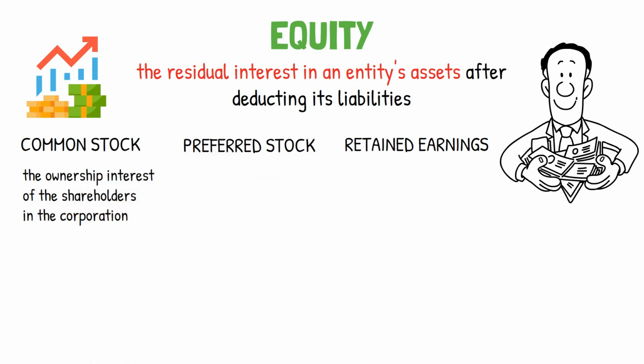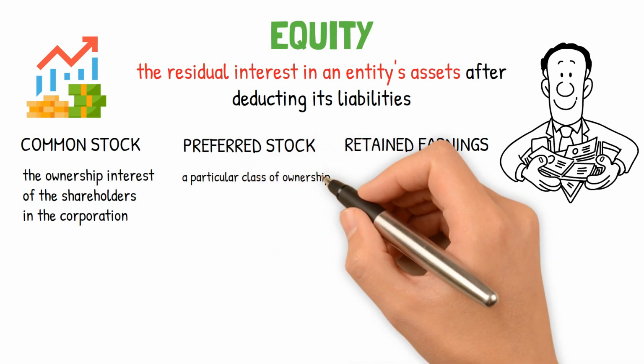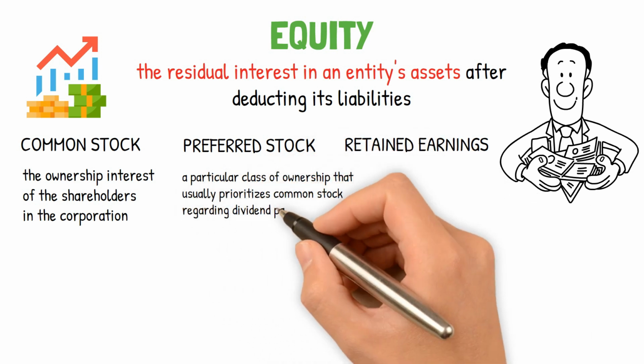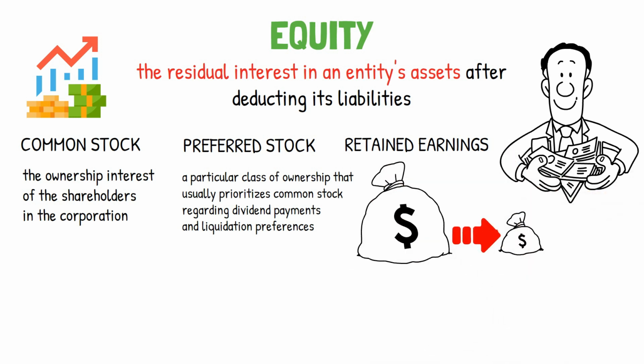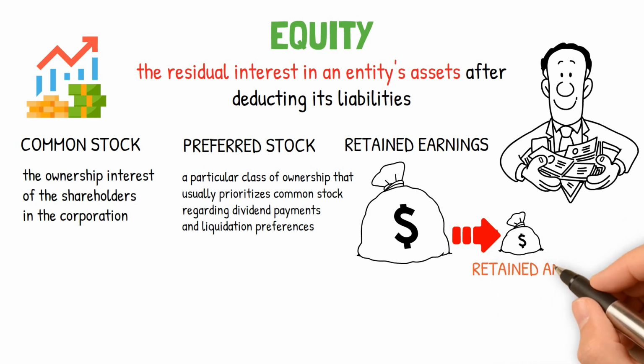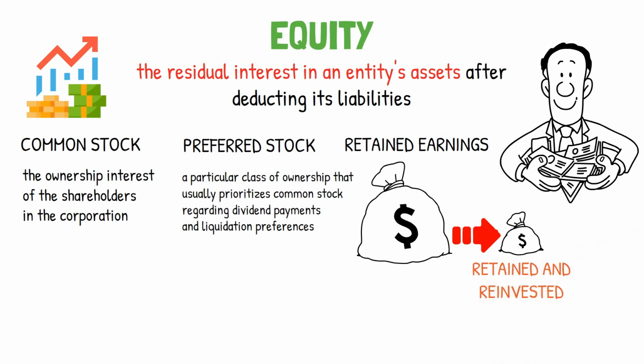In contrast, preferred stock represents a particular class of ownership that usually prioritizes common stock regarding dividend payments and liquidation preferences. Retained earnings represent the portion of a corporation's earnings that have been retained and reinvested in the business rather than distributed to shareholders as dividends.